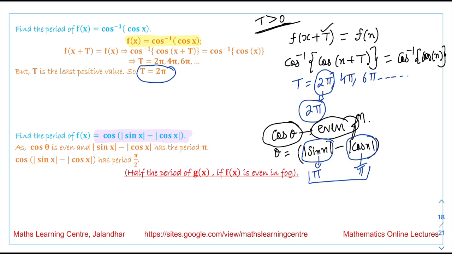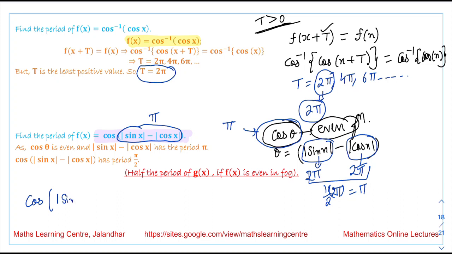So both these functions are complementary to each other. The period of this function is 2 pi, and the period of this function is 2 pi. So it is 1 by 2 times 2 pi, so the answer is pi. So we are saying the period of the function mod of sin x minus mod of cos x is pi, and the period of the function cos theta is pi. So the period of the function cos of (mod of sin x minus mod of cos x) will be pi by 2.